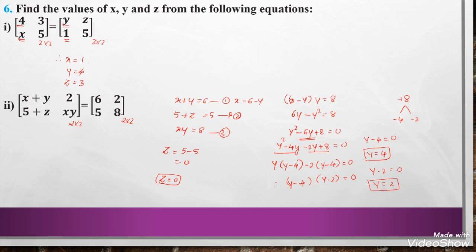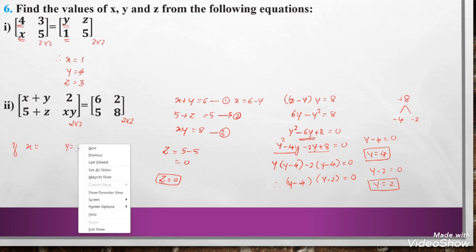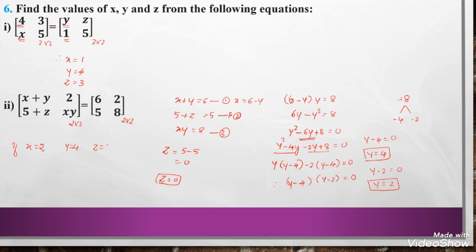First condition, I am writing here, if y is equal to 4, what about the x value? X becomes 2. 2 plus 4, that is 6, or else 6 minus 4, you will get the 2. X is equal to 2, y is equal to 4, then z becomes 0.